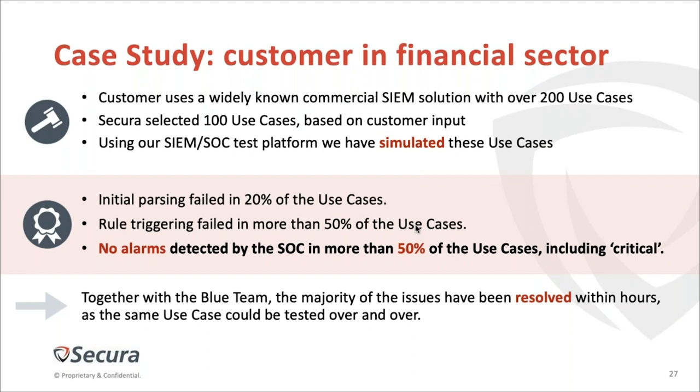The nice thing about this solution and sitting together with the blue team was that we could immediately trigger and re-trigger the same use case and also fix what was not working at that moment. So within an hour, in most of the cases, we could figure out what was wrong, fix it, and verify that the trigger was now being raised and that there was an alarm. That was in this case the most important thing. At the beginning, most of the use cases did not work. When we ended, they did work, and it showed that simulation of events actually helps in doing such an assessment.